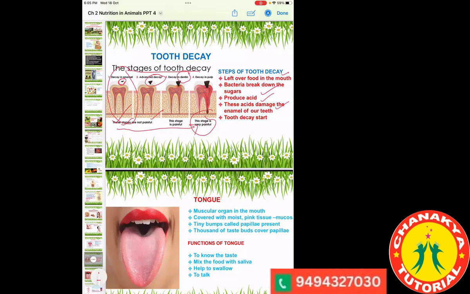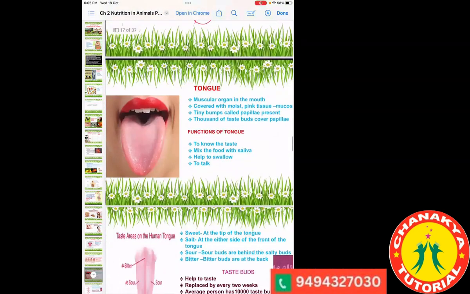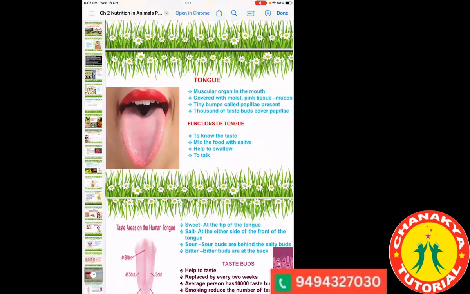So this will cause a layer and the tooth will start decaying. These are the steps of tooth decay. Leftover food in the mouth, bacteria will break down the sugar and it produces acid, and this acid damages the enamel of our teeth and causes tooth decay.